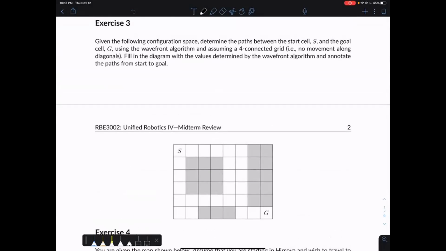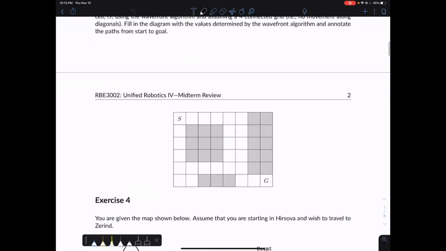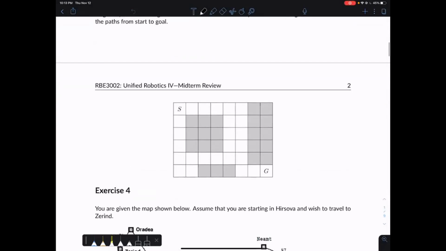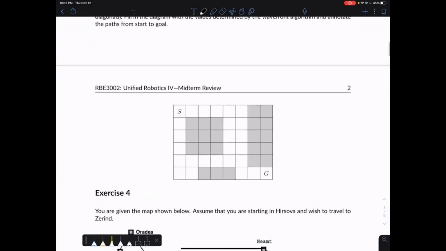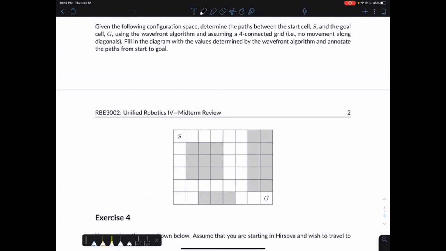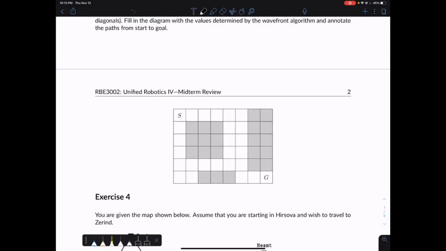The wavefront algorithm is as close to breadth first search as you can get. The only thing to keep in mind is it's like a breadth first search from the goal instead of from the start. So remember that you have to start from the goal and annotate the path from start to goal. As normal, you set all your walls to -1 or some negative value, so your algorithm doesn't touch it.